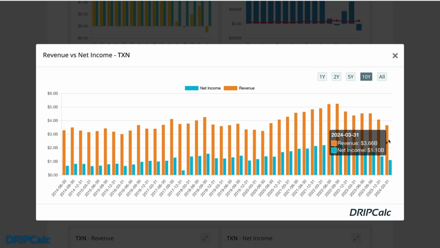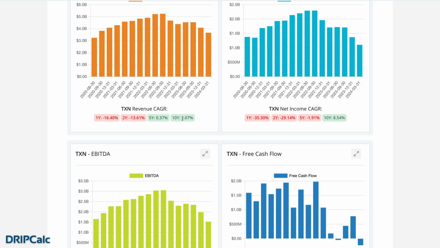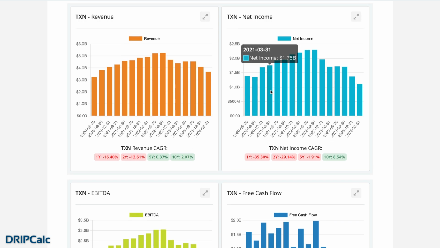Look at that. The revenue is 3.29 versus 3.66, so it's basically flat. Look at the revenue. It only grew by 2% per year in the last 10 years. And in the past year, it's down 16%. In the past 2 years, down 13.61%. So that's a very bad sign.